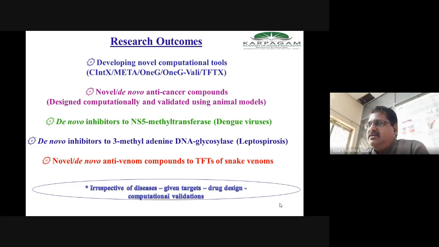Actually, our lab is the first to develop inhibitors to cardiotoxins, which are the principal protein toxins in snake venoms. So we have developed the first inhibitors to the cardiotoxins of the snake venoms. These are a few research outcomes of my laboratory so far. And what I would like to say is, irrespective of the diseases, irrespective of the research problems you have, given the target, our lab is fully equipped to screen as well as design compounds to the target by using an array of computational strategies.